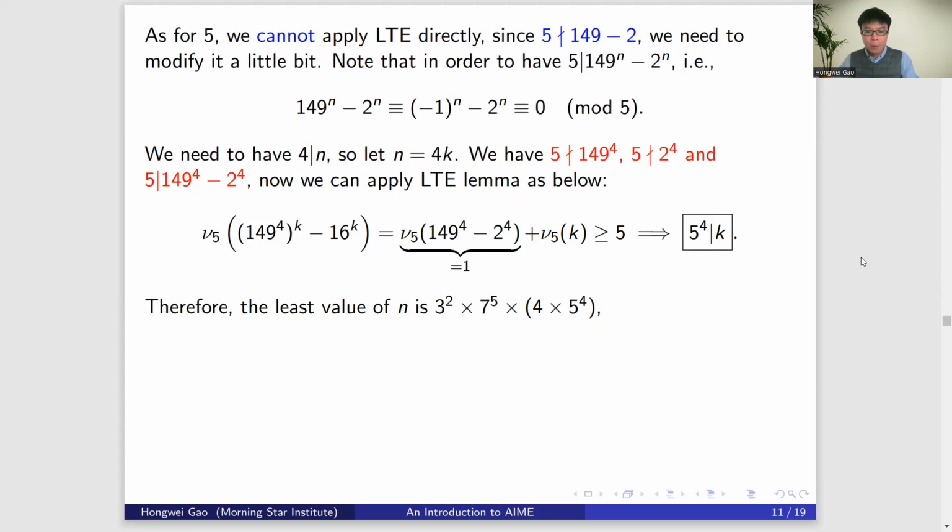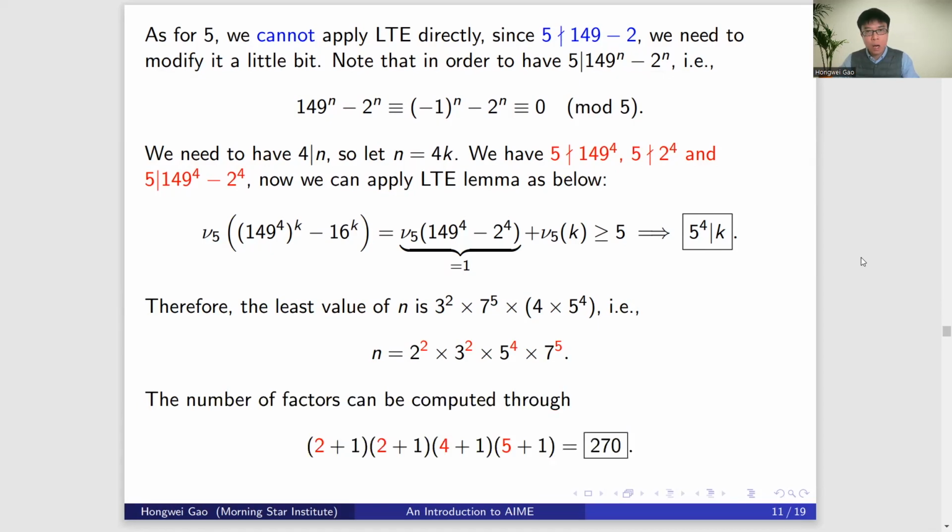Accordingly, if we do prime factorization, we have n equals 2 squared times 3 squared times 5 to the 4th power times 7 to the 5th power. Based on some basic number theory, we can compute the number of factors in n. It is (2 plus 1) times (2 plus 1) times (4 plus 1) times (5 plus 1). So the answer to this question is 270.